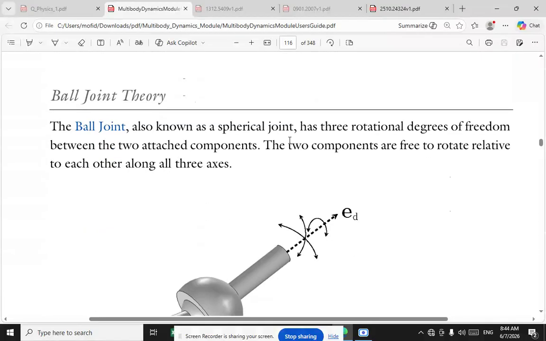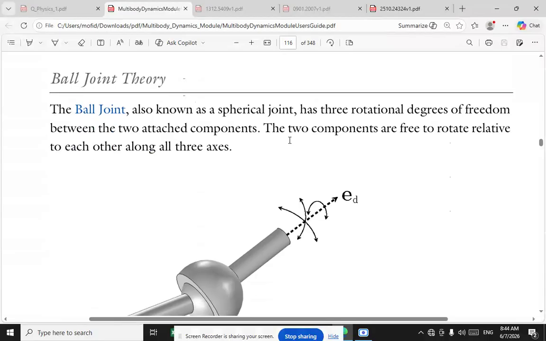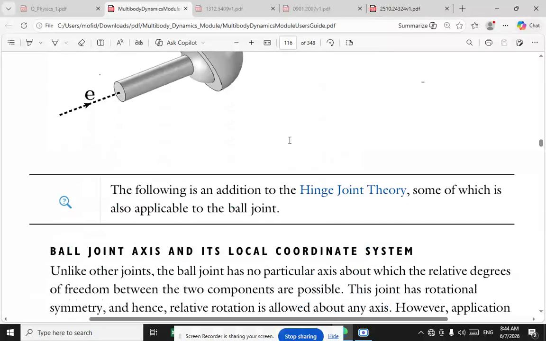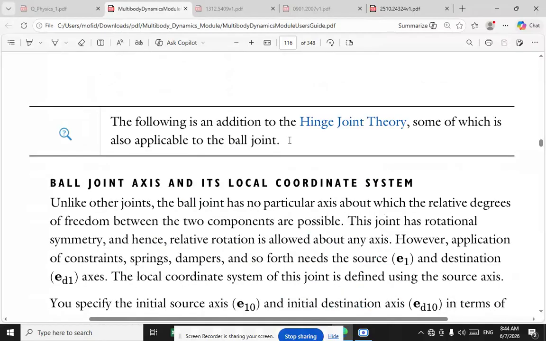Ball joint theory: the ball joint, also known as a spherical joint, has three rotational degrees of freedom between the two attached components. The two components are free to rotate relative to each other along all three axes. The following is an addition to the hinge joint theory, some of which is also applicable to the ball joint.